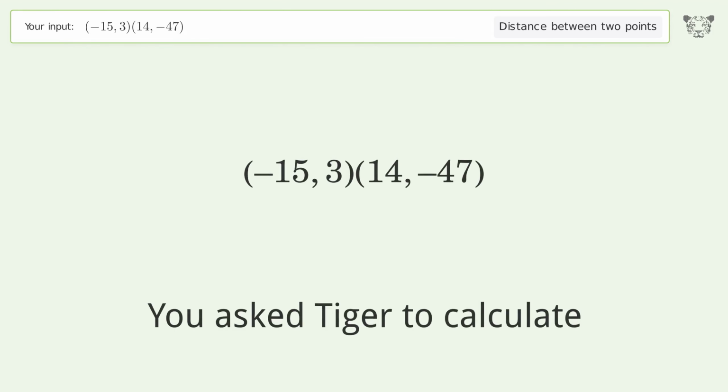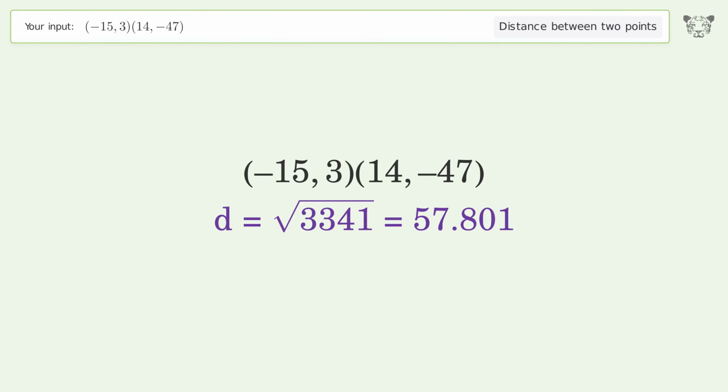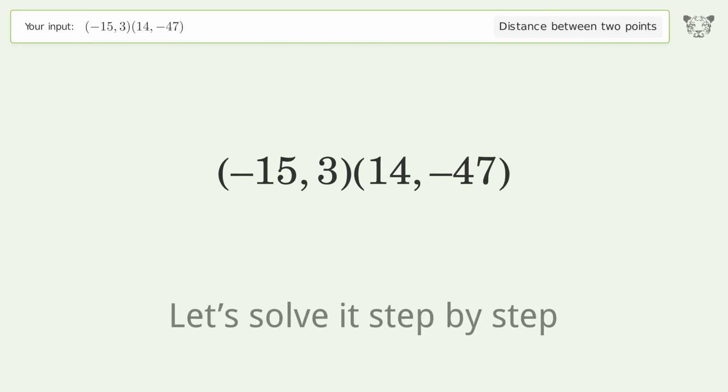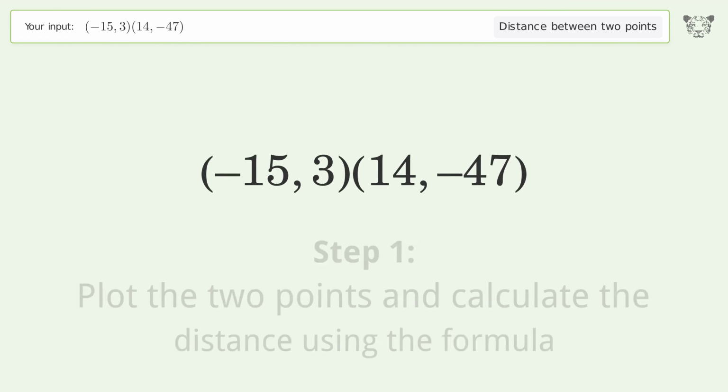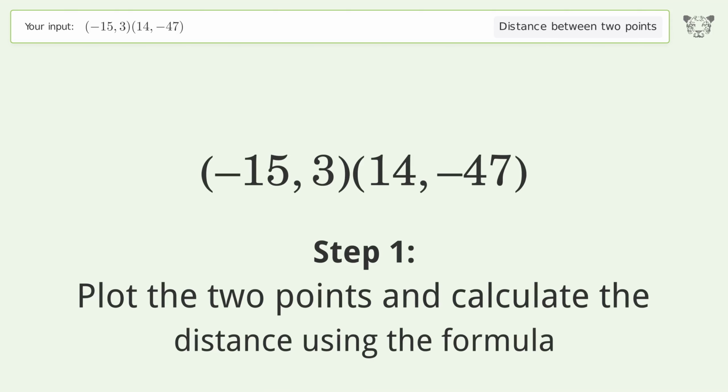You ask Tiger to calculate. This deals with the distance between 2 points. The distance between the 2 points is the square root of 3,341, or 57.801. Let's solve it step by step. Plot the 2 points and calculate the distance using the formula.